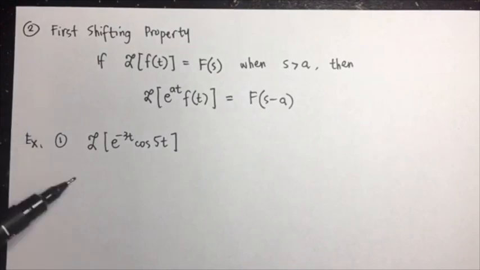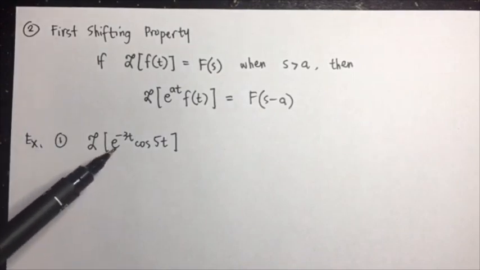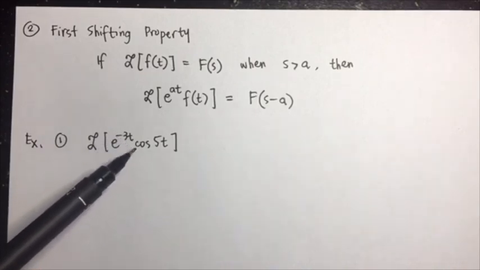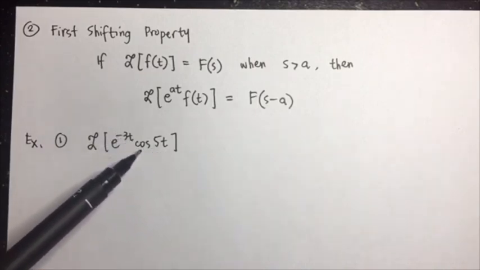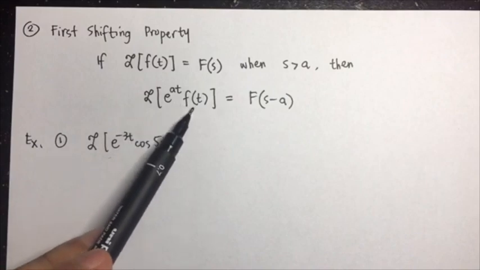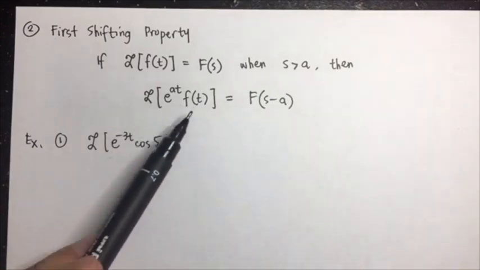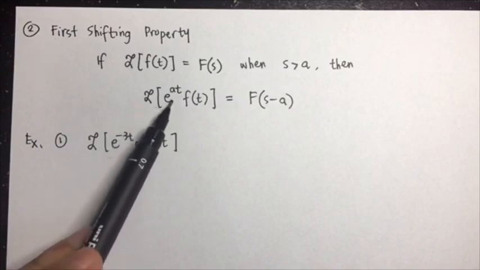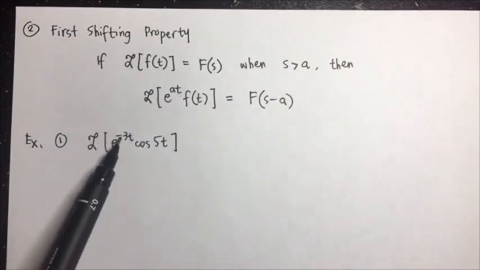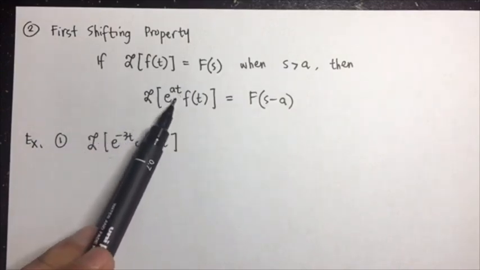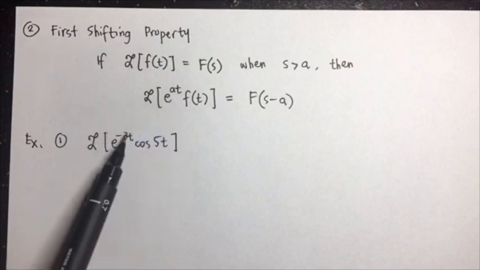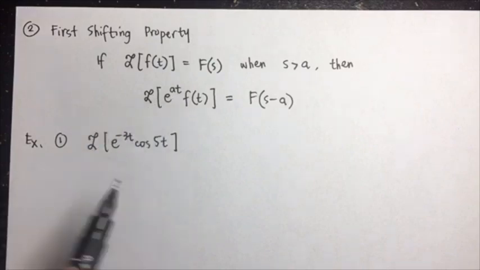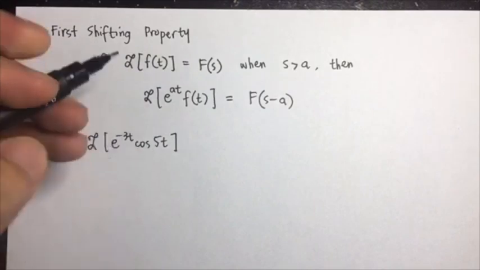Say for example, we have the Laplace transform of e raised to negative 3t times cosine of 5t. In this form, as you can see, our f of t is cosine 5t, and then e raised to negative 3t, that is e raised to at. So obviously our a is equal to negative 3, and our f of t is cosine of 5t.